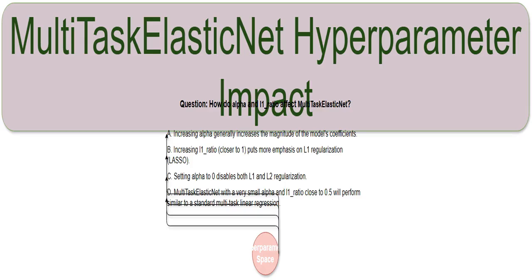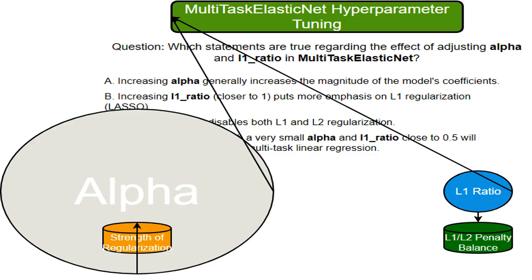This is the overall theme of the quiz, understanding how to adjust the hyperparameters, ALPHA and L1 ratio, within MultiTaskElasticNet to achieve the desired model performance. I see alpha as a dial controlling the overall strength of regularization. A higher alpha value means stronger regularization. I'm essentially telling the model to prioritize smaller coefficients. A lower alpha value means weaker regularization, allowing for larger coefficients.